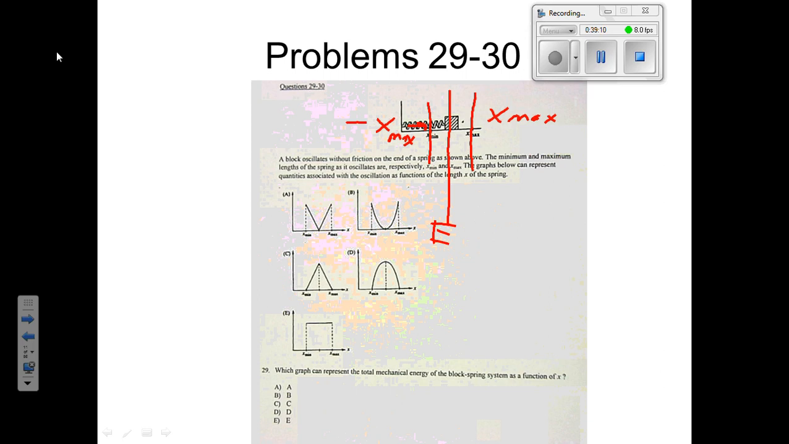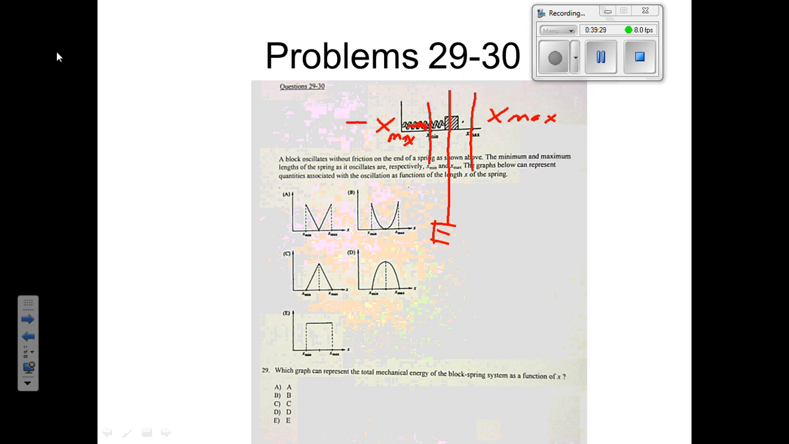E. Because what do we know about mechanical energy if there's no friction? If there's no friction, what do we know about the amount of mechanical energy? It's conserved, right? And the only one that shows that the total amount of energy stays the same the whole time is E.